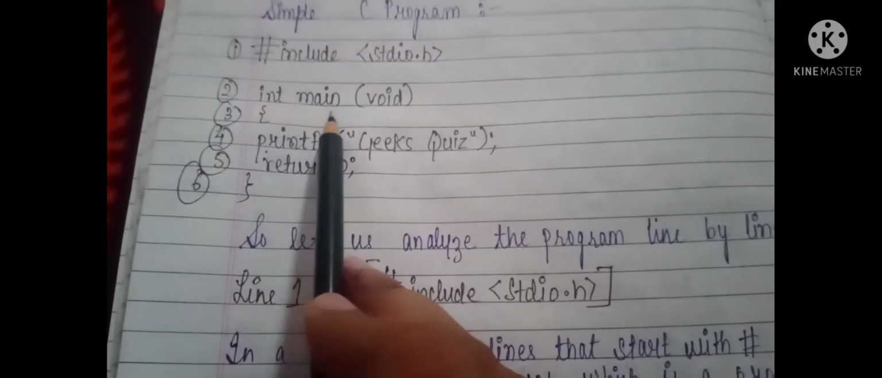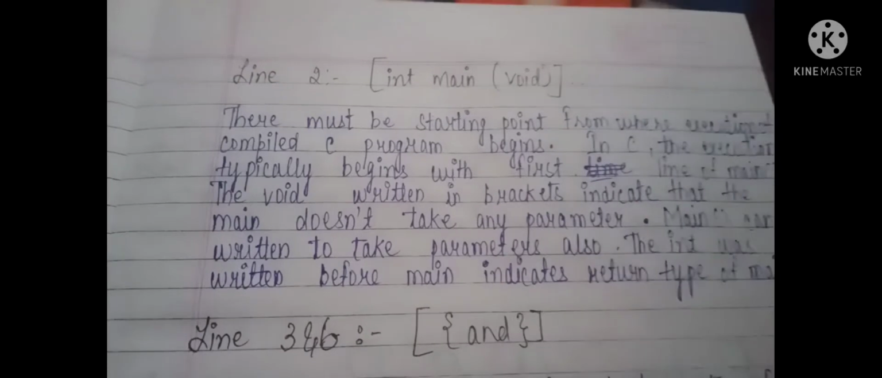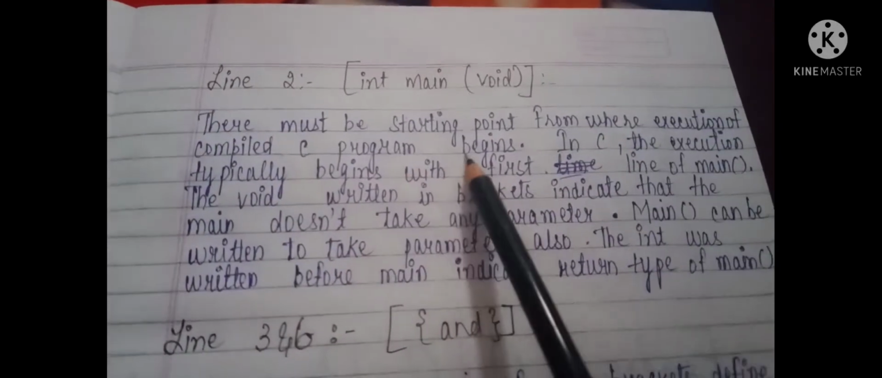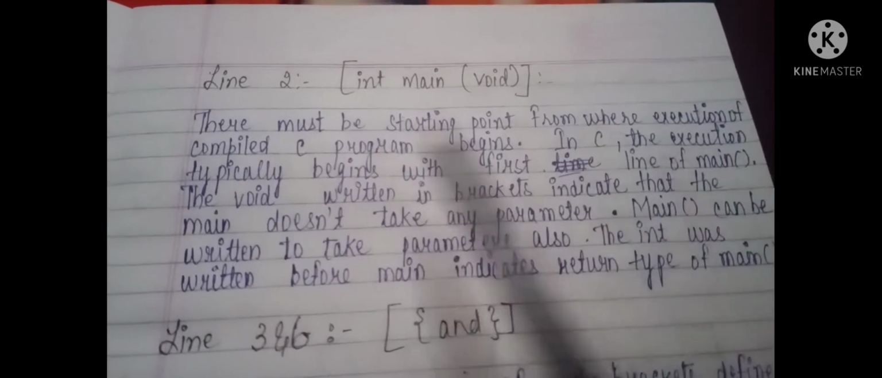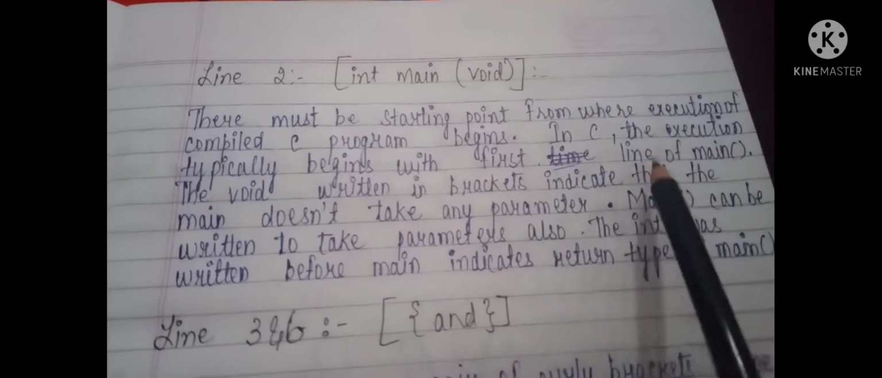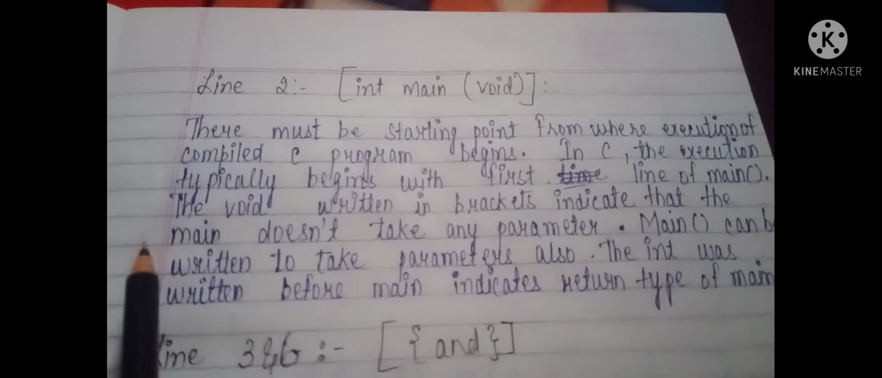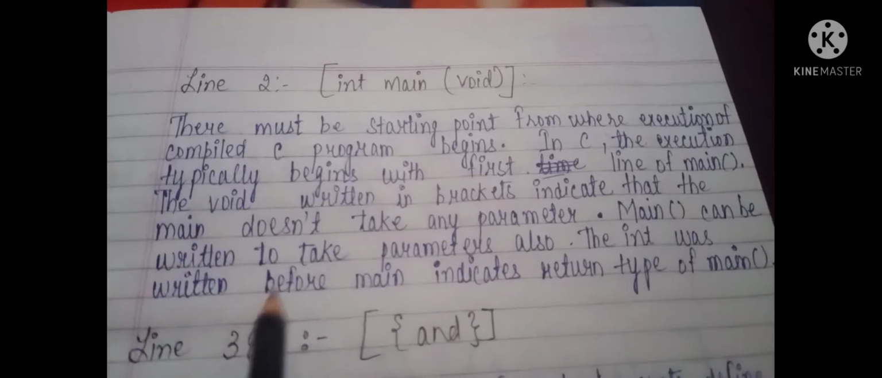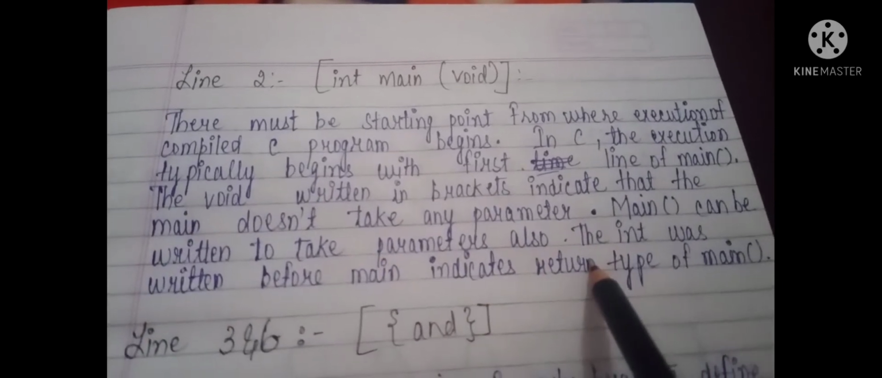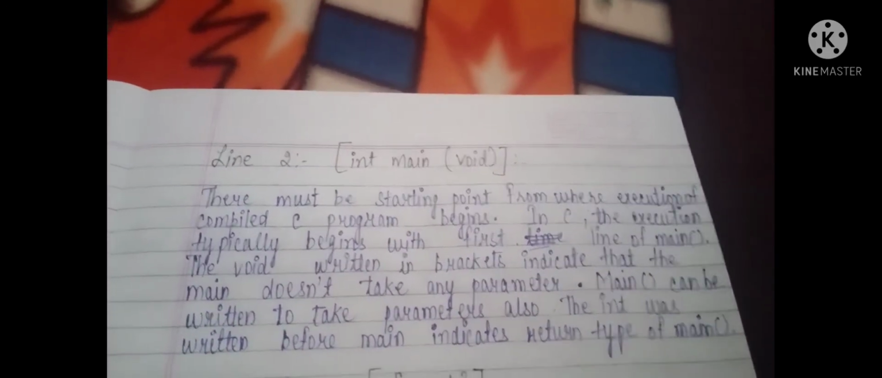Line 2 is int main void. What does this mean? So line 2. There must be a starting point from where execution of a compiled C program begins. In C, the execution typically begins with the first line of main. The void written in brackets indicates that main does not take any parameter. Main function can be written to take parameters also. The int written before main indicates the return type of the main function.